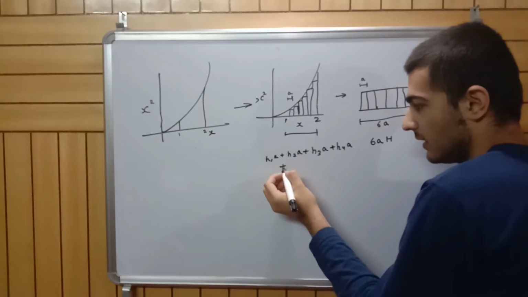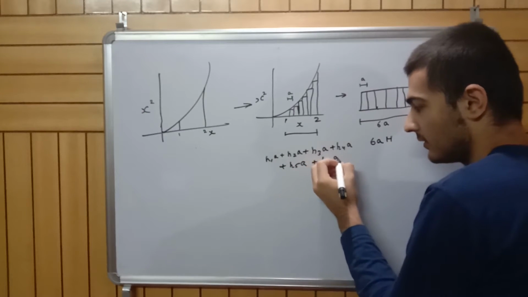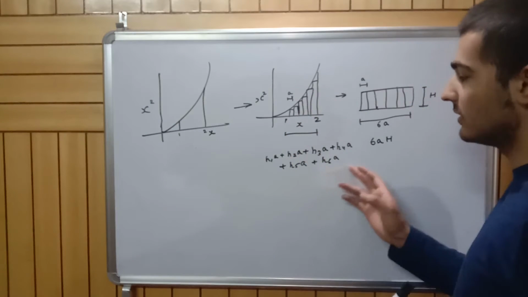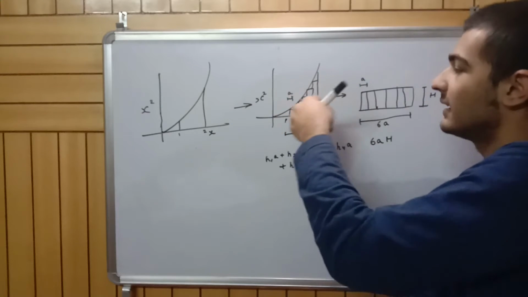the height of the fifth times a, and the height of the sixth times a. So this is the area of the first rectangle, the second, third, fourth, fifth, and sixth. So this whole expression gives us the area of this whole shape, the rectangle thing.